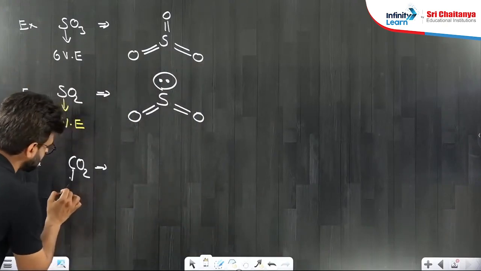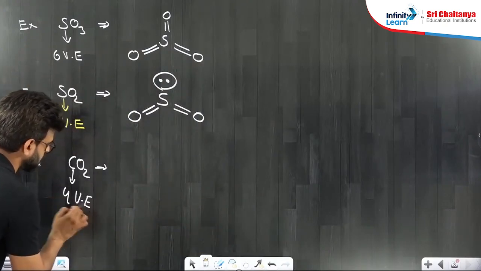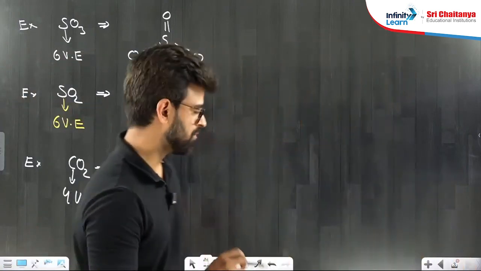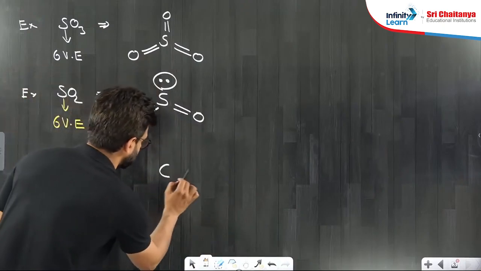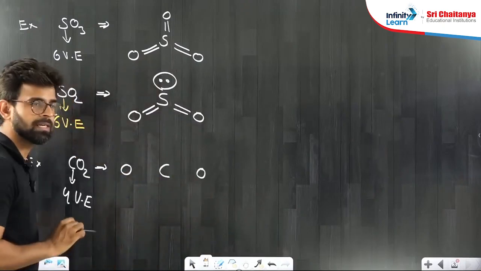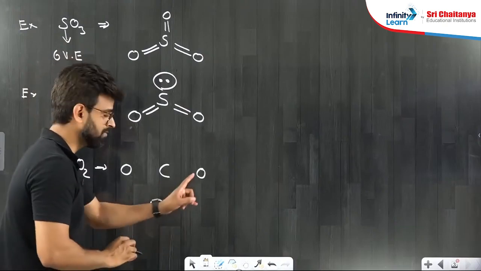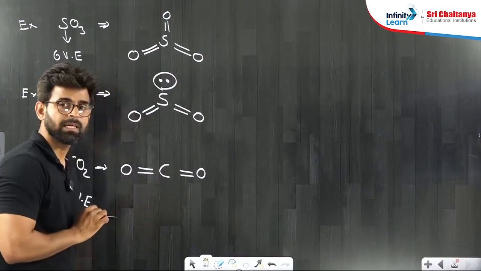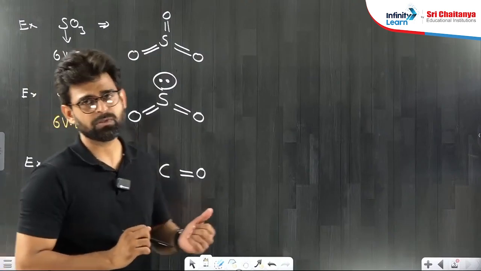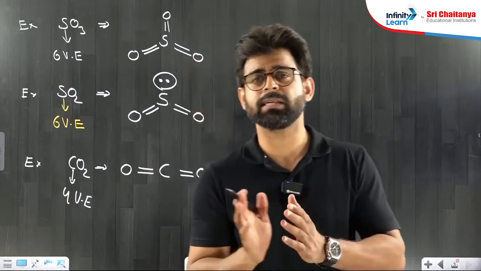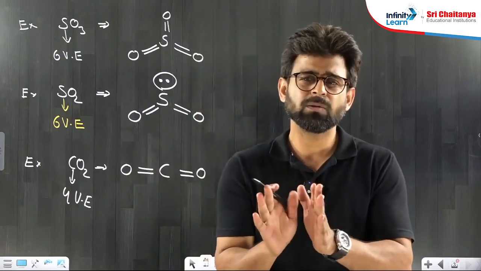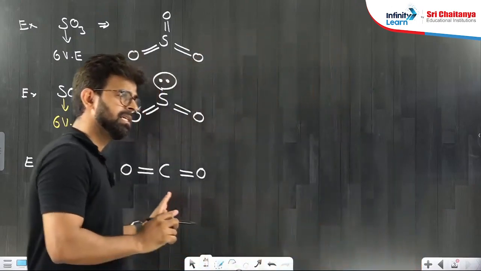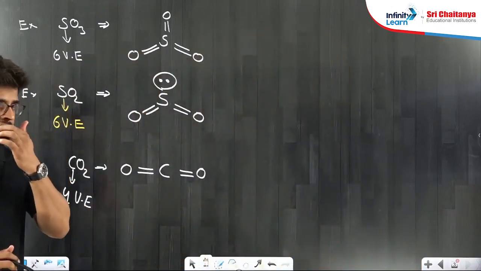Now tell me, carbon is having how many valence electrons? 4. Carbon is having 4 valence electrons. Now write carbon here, oxygen here, oxygen here. Now we know oxygen wants to make how many bonds? 2 bonds. Double bond, double bond. Carbon was having 4 valence electrons. Out of 4 valence electrons, all 4 are used in making the 4 bonds. Any lone pair will come here? No, there will not be any lone pair, right?